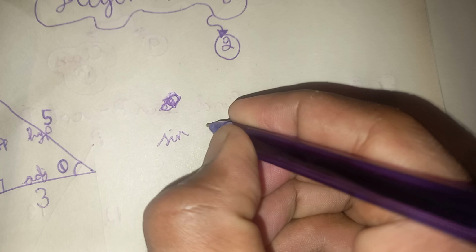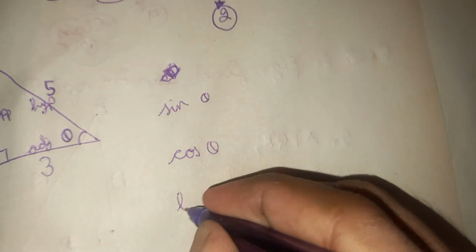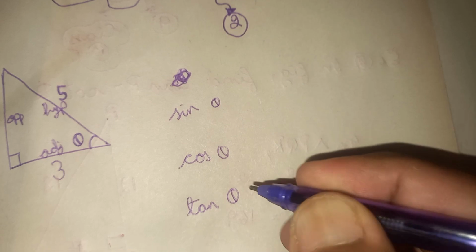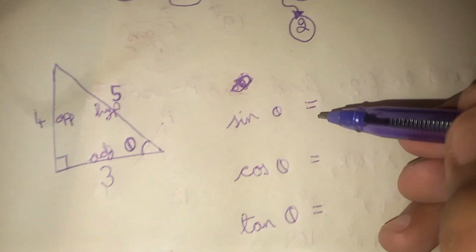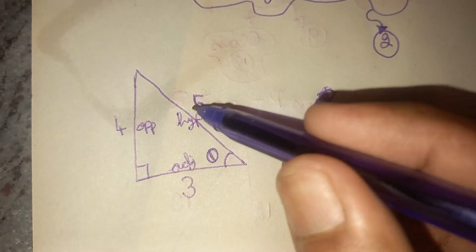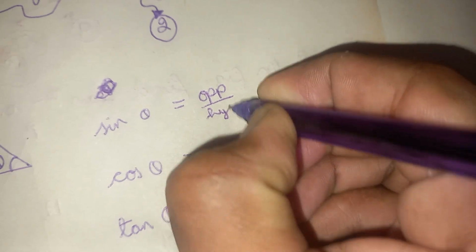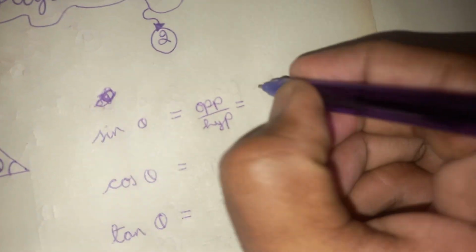The first main ratios are sine of theta, cos of theta and tan of theta. Sine, cos and tan are the first three basic ratios, which work like this. Sine of theta means opposite by hypotenuse. So here it is opposite by hypotenuse, and you are going to get 4 by 5.